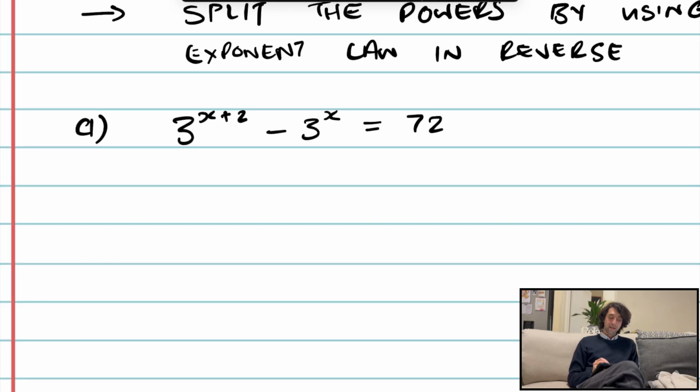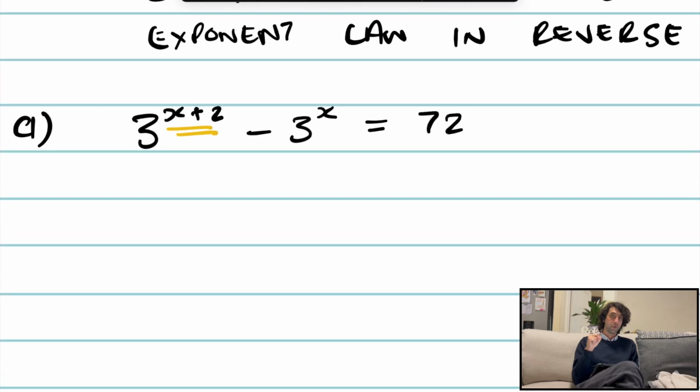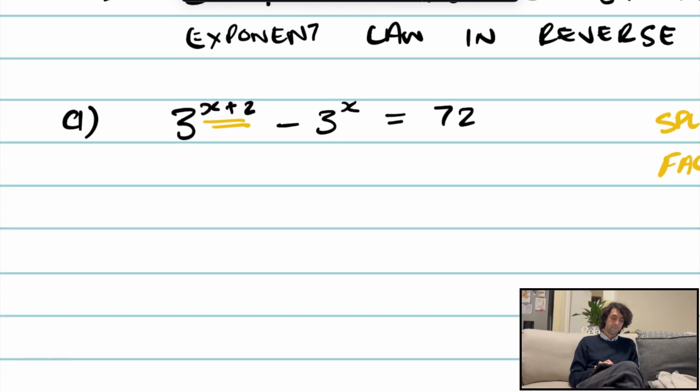First things first, I am identifying that I am dealing with an equation that involves exponents which contain my variables. So immediately my mind is going to go to the methodology which I'm about to show you. Step one, we need to split our exponents up, and once we split our exponents up, we are going to factorize. So we're going to split and factorize. All right, let's start by doing that.